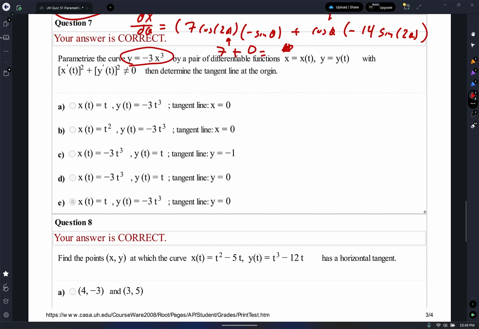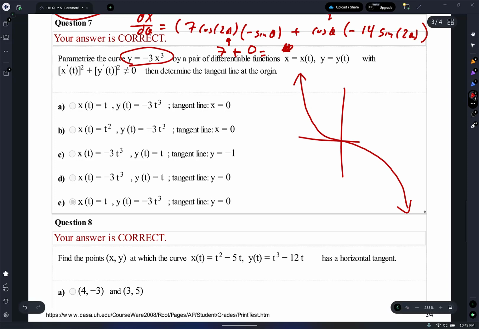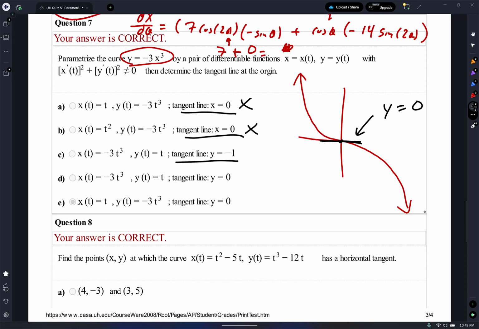Okay, so negative 3x cubed looks like this. See, that's all it is, guys. So right at the origin, you have this tangent, and that tangent is y equals 0. Tangent line x equals 0, out. Tangent line y equals negative 1, out. Tangent line y equals 0, maybe. It's between those two. So now next, how do I get this equation, negative 3x cubed, from this?